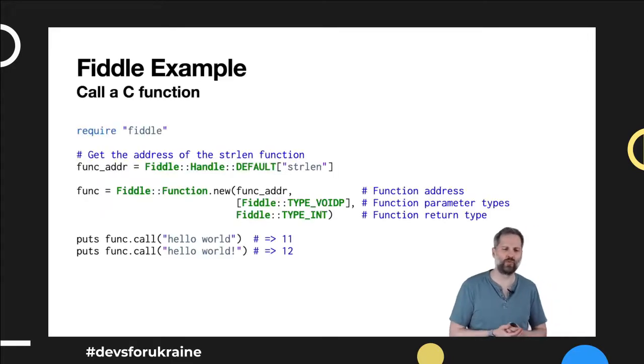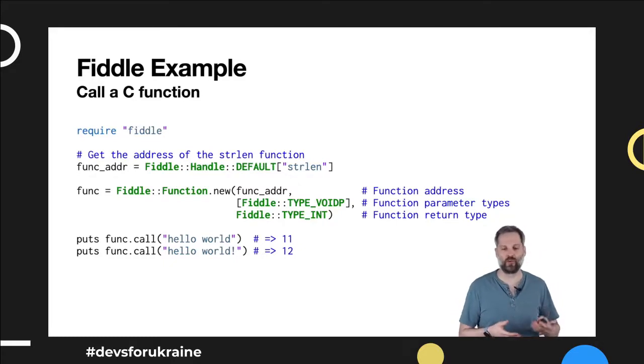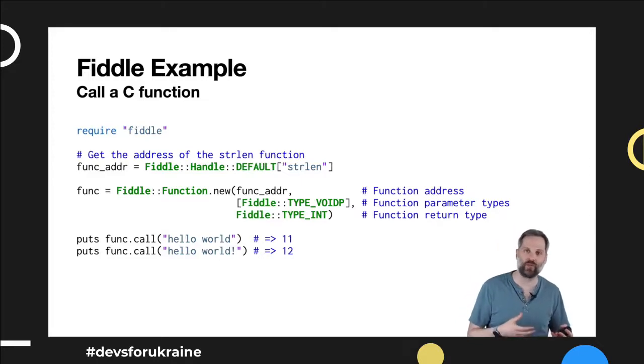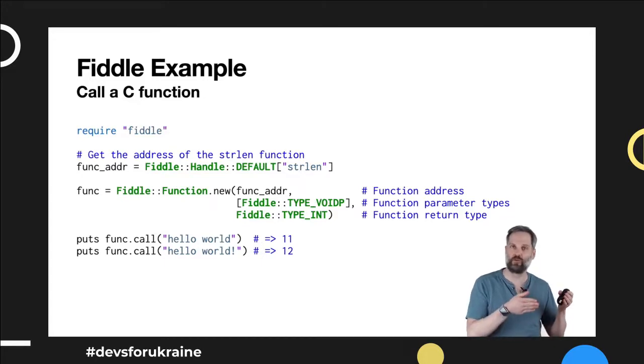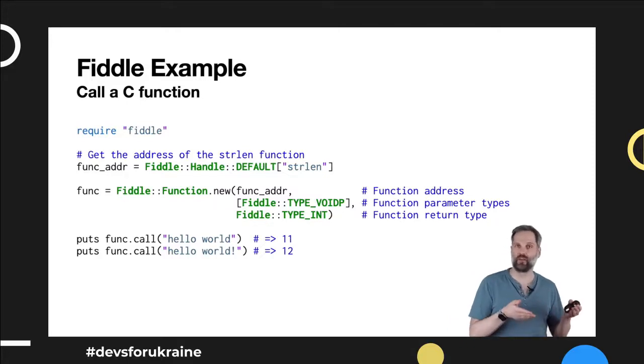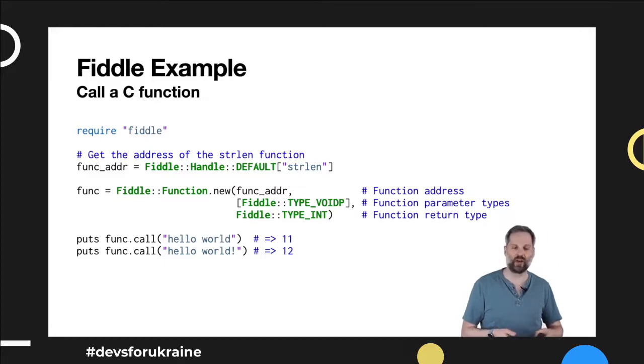And I want to show an example of calling a function with Fiddle. In this case, we're calling the strlen function. First we get the address of the strlen function, then we create a function object that wraps the strlen function. And to make that function object, we have to provide three things. We give it the function address, we give it the parameter types, in this case a void pointer, because it's strlen, we're measuring the length of the string, and the return value, we have to say that it's going to return an integer.